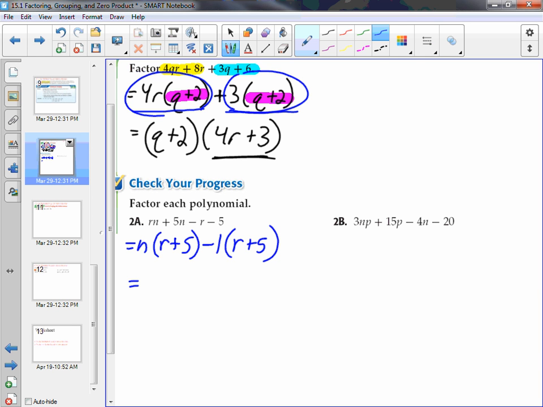So, what's our greatest common factor now? So we factor out the R plus 5. And what are we left with? N from the first term minus 1 from the second term. Any questions? Do that next one. Do 2b.